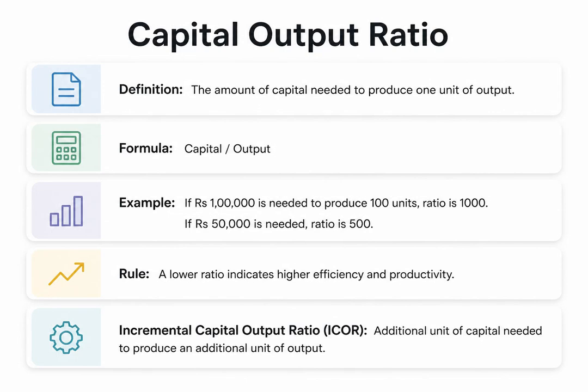Moving on to efficiency metrics, let us look at the capital output ratio. This measures how much capital is required to produce a single unit of output. If you need less capital to produce the same amount of goods, your ratio is lower. Therefore, a low capital output ratio is highly desired because it indicates high efficiency and productivity in the economy. A related concept is the incremental capital output ratio, or ICOR, which measures the extra capital needed to produce just one additional unit of output.